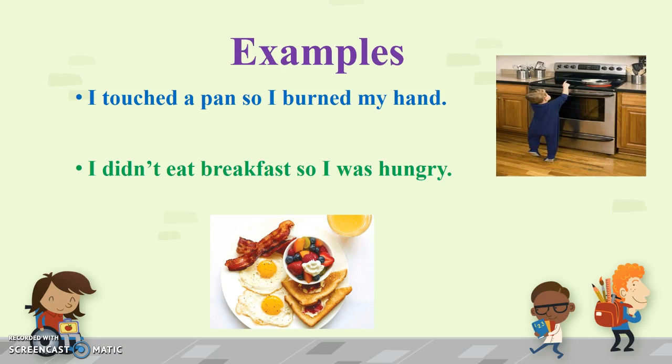Dave, will you read the next example? I didn't eat breakfast, so I was hungry. Let's find the cause in this example. What happened first? I didn't eat breakfast. What happened next? I was hungry.